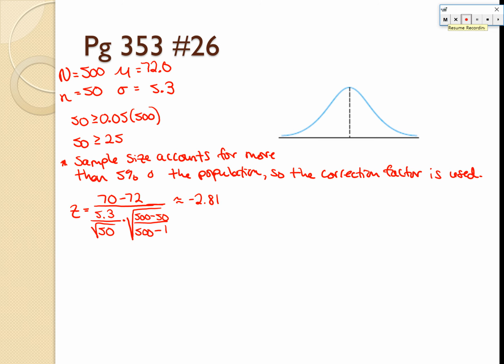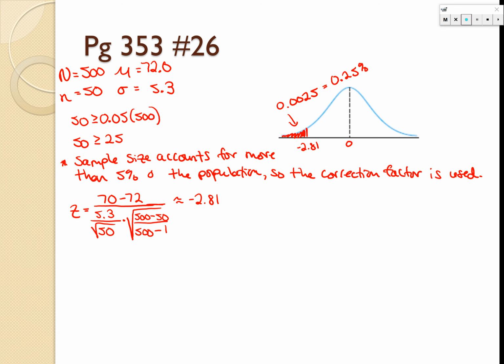After you've come up with your z-value, go ahead and label your picture. We want less than 70. We like when we have to find areas to the left, table or calculator. They're pretty easy. And again, you're asked for a probability. So you could say 0.0025, or if you want to do a percent, you can. I'll take either if you're being asked for a probability. I only have to have percent if you're being specifically asked for a percent.